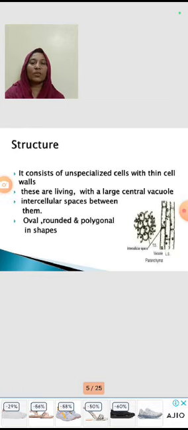Next, its structure. It consists of unspecialized cells with thin cell walls. It is living and it has a central vacuole. Intercellular spaces are also present. And what about its shape? Its shape is oval, rounded and polygonal.